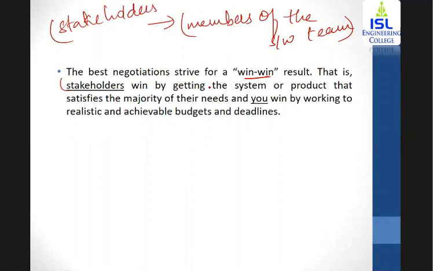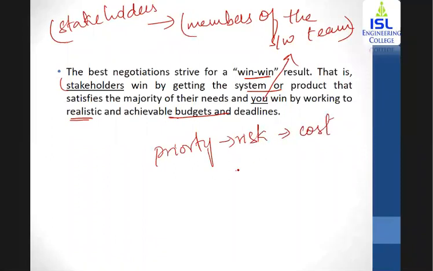So the stakeholder wins by getting the system or product that is satisfied, based upon the prioritization. You get the same software, and you, the member of the software team, win by working with a realistic and achievable budget and deadline. When you make a priority, you're going to identify the risk, the cost, and the time to market. Based upon all these aspects, you're going to develop software that is going to be a win-win for the stakeholders as well as the members of the team.